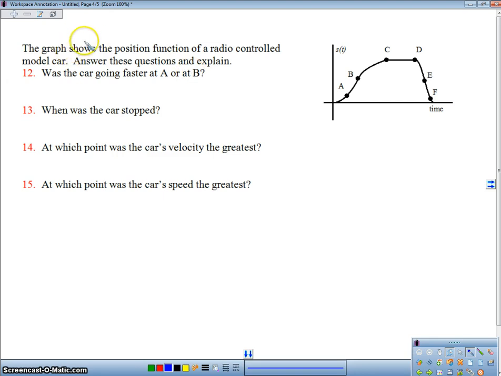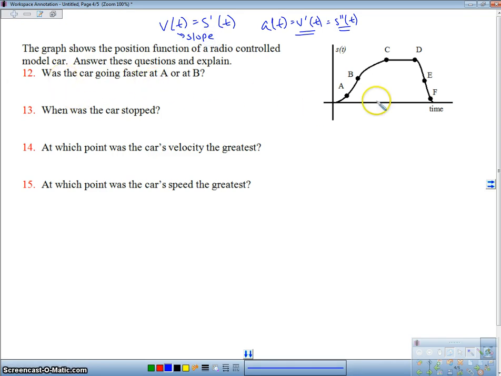Now I have a position time graph. Let's take a look at this, remembering that the velocity is the derivative of position, and the acceleration is the derivative of velocity, which is the second derivative of position. We're probably not going to deal with acceleration right now, but we will a little later. Okay, so velocity is the derivative of position, so we're talking slope.